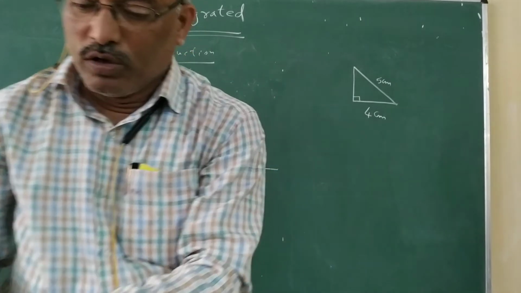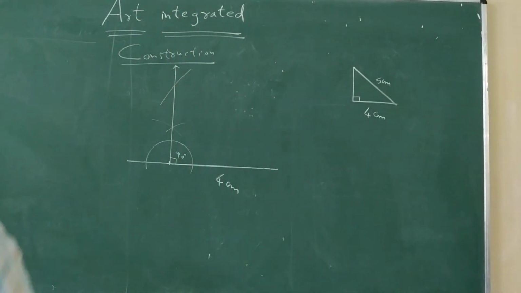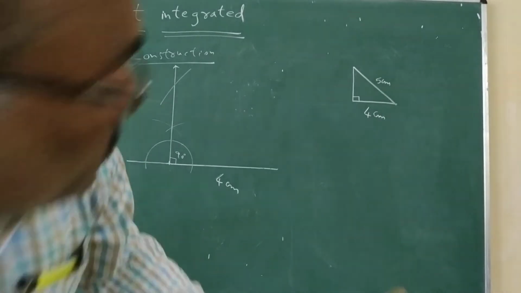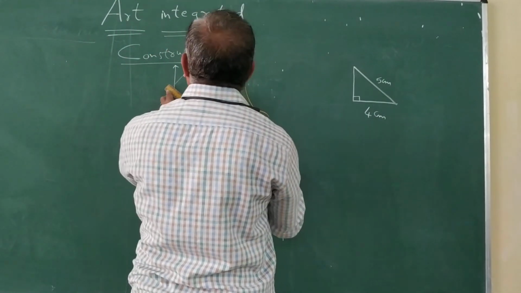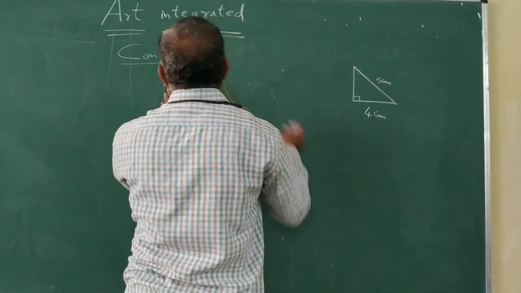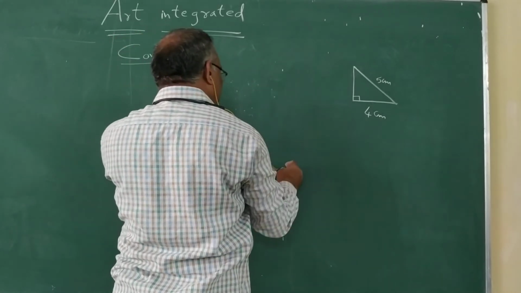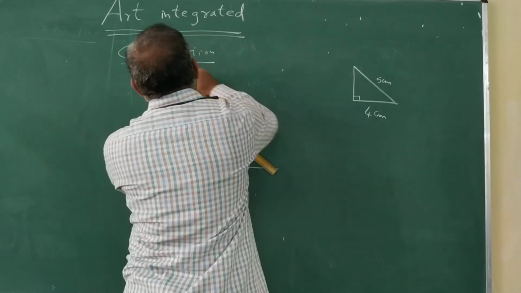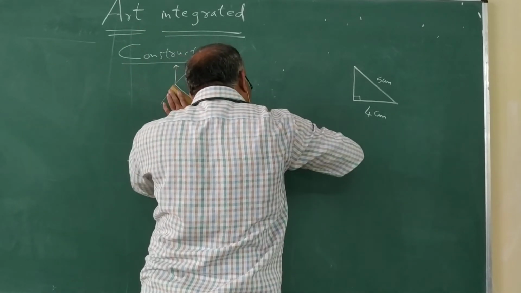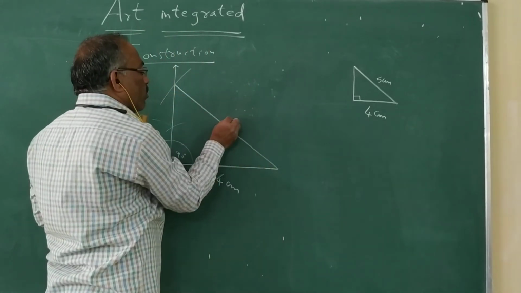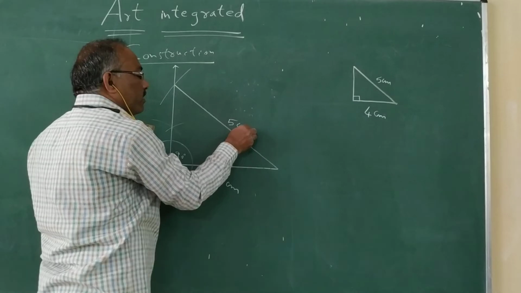Join it now so that we will get the required triangle. By joining this segment, what we will get? The triangle. We are joining the third segment, and what we have got is a triangle.